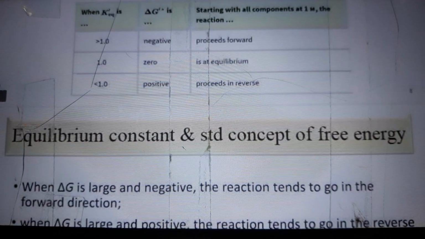When Keq is, delta G naught is, and starting with all components at 1 molar, the reaction: greater than 1, we have negative, it proceeds forward. At 1, it's 0, it is at equilibrium. Less than 1 is positive, it proceeds in the reverse direction.